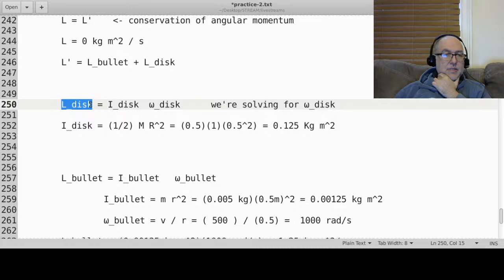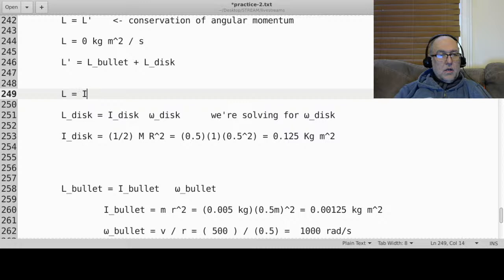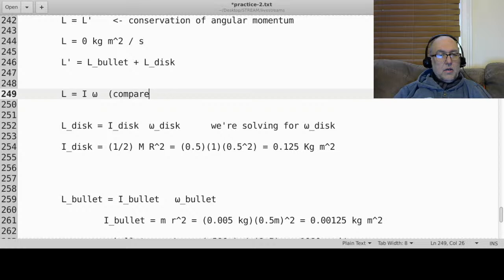Now, looking at the angular momentum of the disc, you say, well, how do I calculate angular momentum? The general formula is, let me write it over here, L is equal to I times omega. And you can compare that to capital P is equal to MV, right?